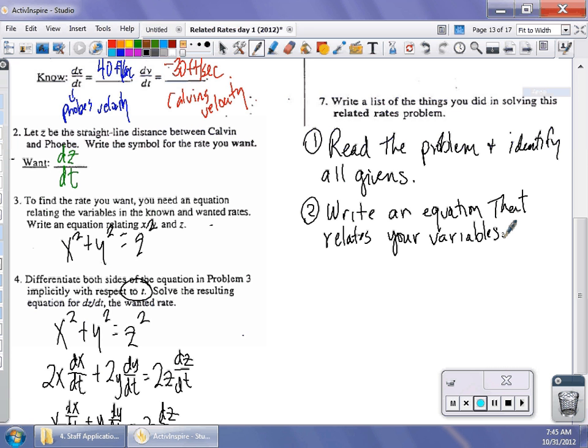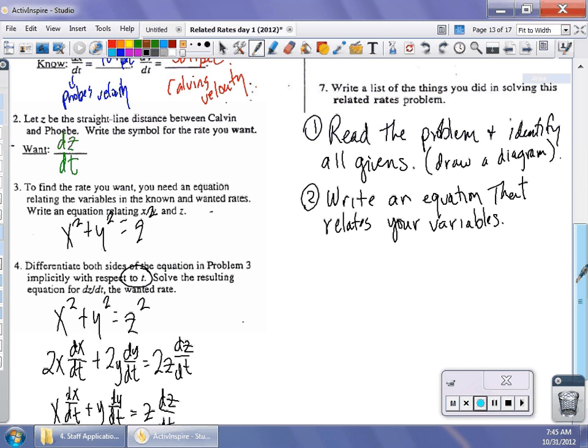Now, built into number 1, I didn't state this. It says read the problem, identify all givens. Also, it may be helpful to draw a diagram depending on the problem. All right, number 2, we need an equation that relates your variables. And once you get that equation, number 3, take the derivative of both sides.